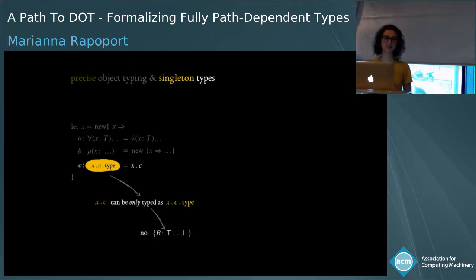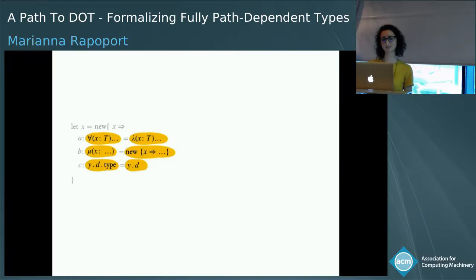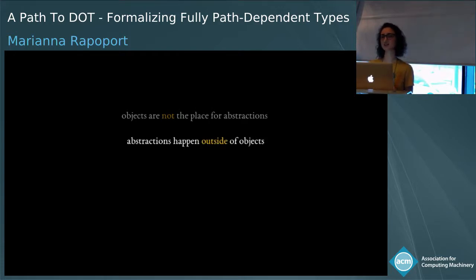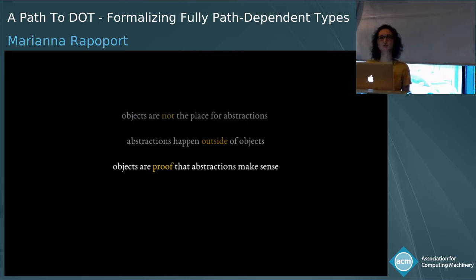Okay, that looks nice, but it seems also a little bit restrictive because Scala allows us to program with abstractions, right? And we require these precise types. And our response to this is that the place for abstractions is not in the assumptions about fields. It's outside of objects, because objects just prove that an abstraction eventually makes sense.